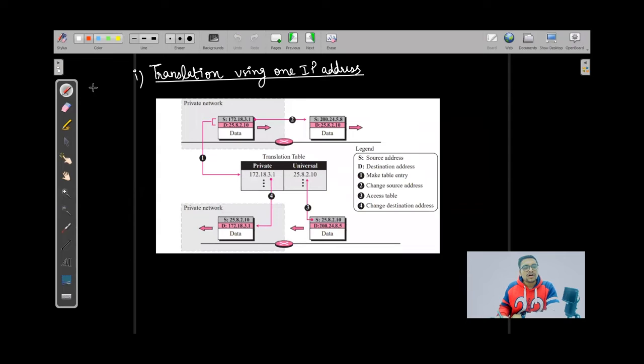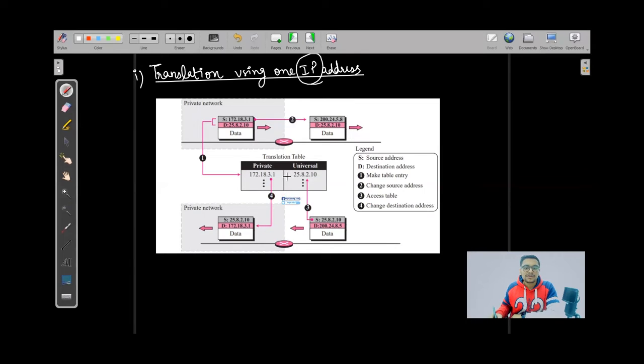Now moving on, we have three schemes via which we can do the address translation. In the first one, we are using just one single IP address. So what we have done over here is that we have assigned to a NAT router just one single IP address, which is 25.8.2.